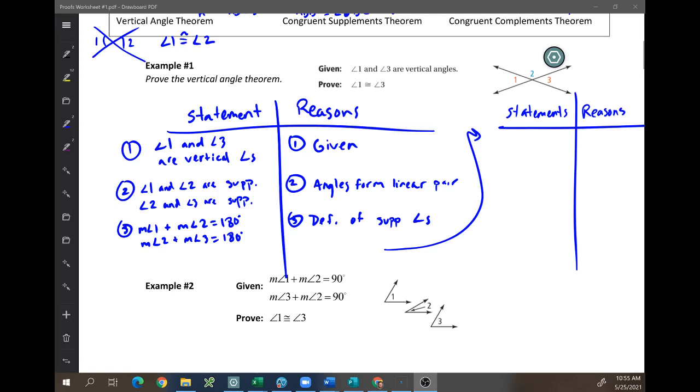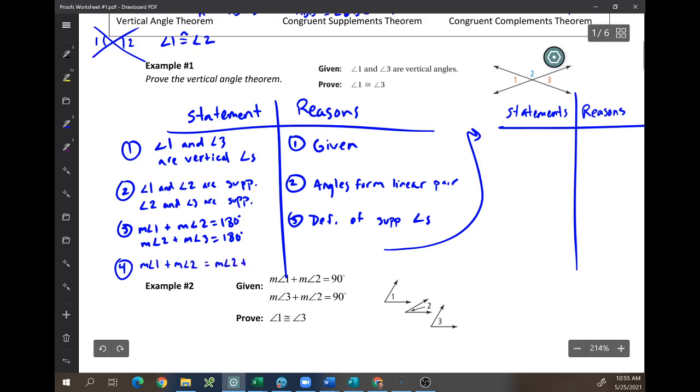But next, this is the transitive property, but I also could have used substitution. If I know that the measure of angle 1 and 2 is 180, and then another measure of angle 2 and 3 is 180, then I know that I can set them equal to each other. So I can say the measure of angle 1 plus the measure of angle 2 equals the measure of angle 2 plus the measure of angle 3. And really, I put transitive property, but you also could have put substitution.